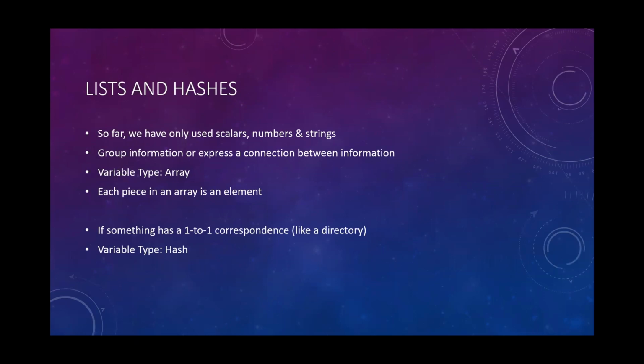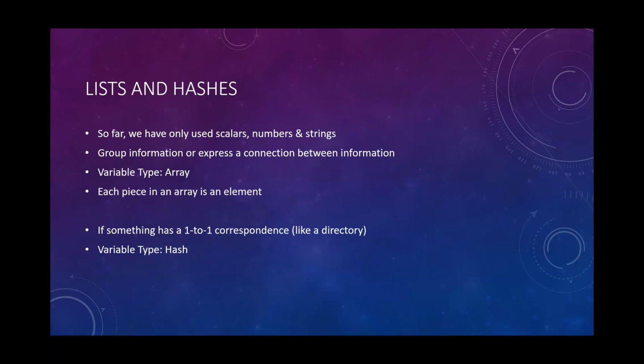This video, we're going to talk about lists and hashes and controlling the flow of things, so loops and iterations. But let's go ahead and start with lists and hashes. So far, we've only used scalars, which are numbers and strings. But what if we want to group information or express some type of connection between different parts of data? If we want to do this, we can use an array. Each piece in the array is an element, and our array indices start at 0, just like in other languages.